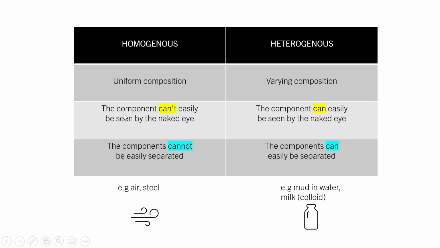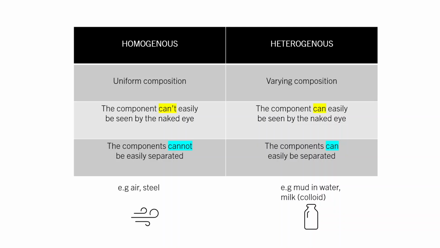For homogeneous, the components cannot easily be seen with the naked eye. What I mean by that is when you completely stir that sugar in the water, unless there was too much sugar for the water, you're not going to be able to separate the sugar from the water by just looking at it. It would probably just be a brown liquid, right? For heterogeneous though, you can easily see the components with the naked eye. So when you put mud in water, it's not going to dissolve in it.